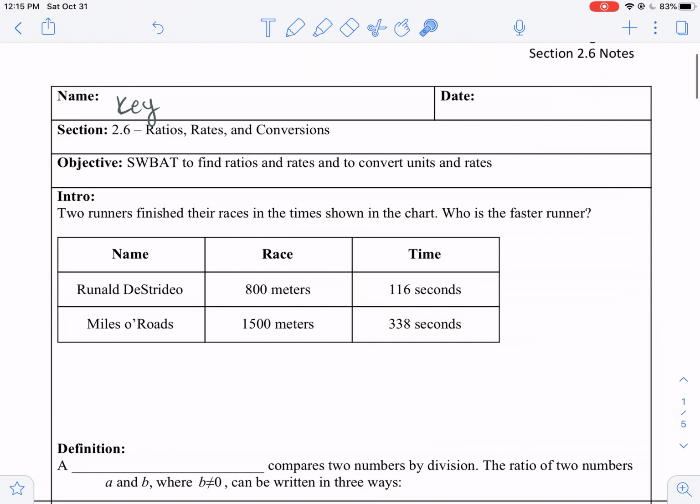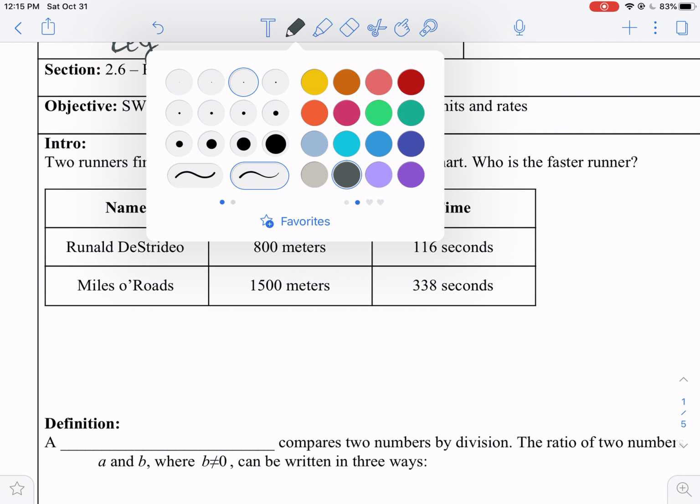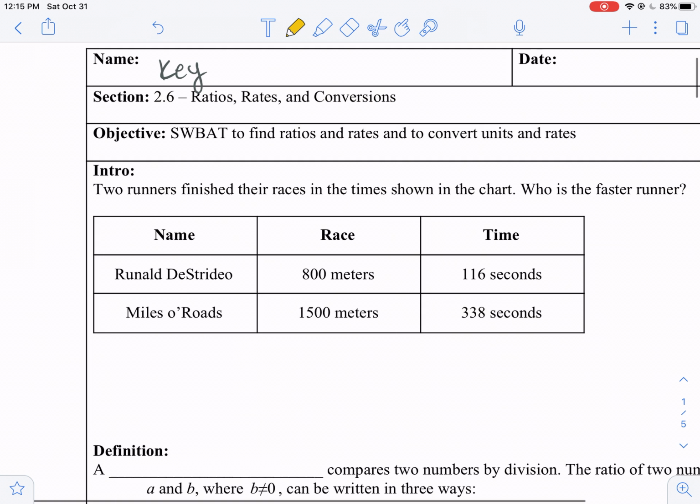By the end of the day, you will be able to find ratios and rates and also convert units and rates. So let's start out with a race. You have two runners and they each did a separate race length and there are their times. Who is the faster runner? So what we're going to do here is compare their times. We're going to find out what their times and their race length are. We're going to figure out how fast they ran each distance.